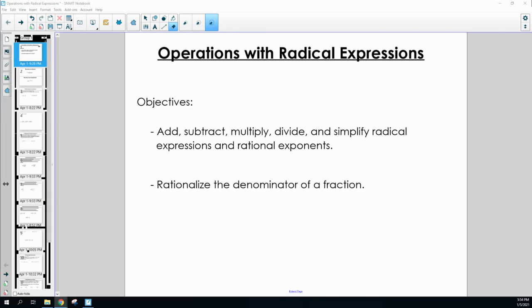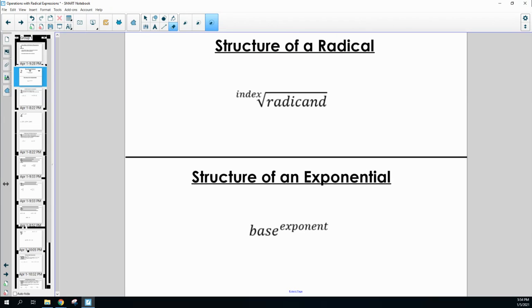In this lesson, we're going to go over how we can perform different operations on radical expressions and rational exponents. So before we really start, we want to make sure that we understand the terminology since we're going to be using this throughout. When we have a radical, the radical is the symbol that we see. Inside the little corner of the symbol is your index, which is the little number that's written there. If there's not a number there, that just means that it is a 2.